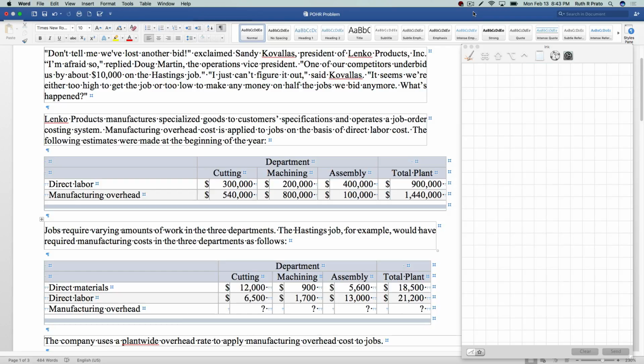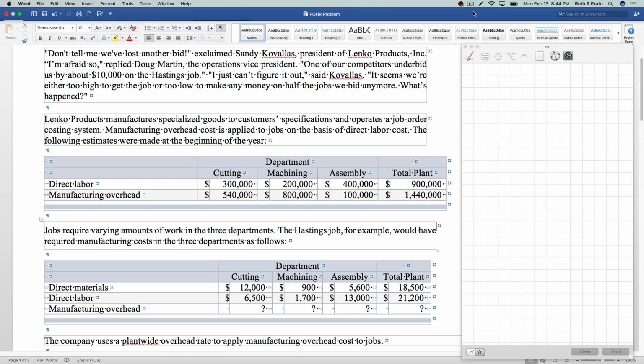Hello class. I wanted to work through a problem with you. In this problem, we are calculating predetermined overhead rate. We're going to do it a few times under different circumstances. So I think by the end of the problem, you should have a lot of practice. All right. So take a moment and read the problem so you get the general idea of what's going on.